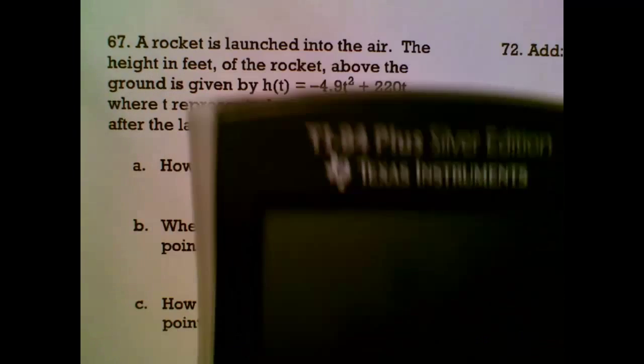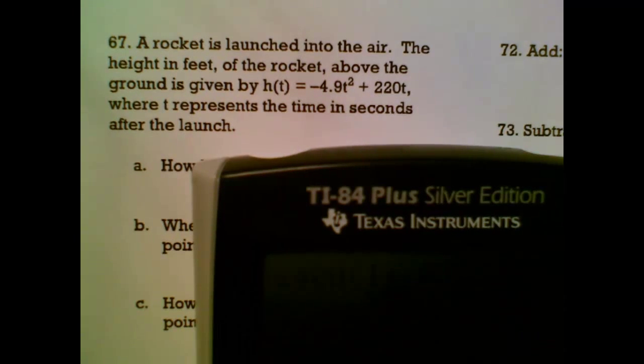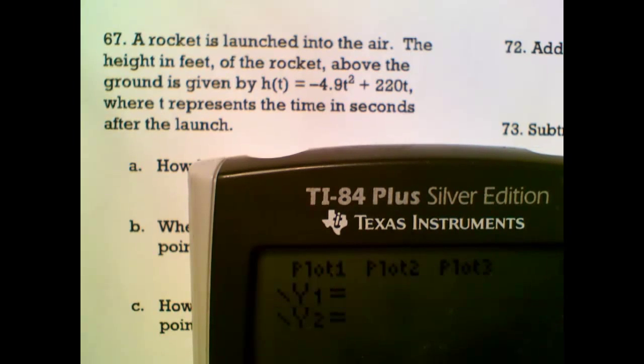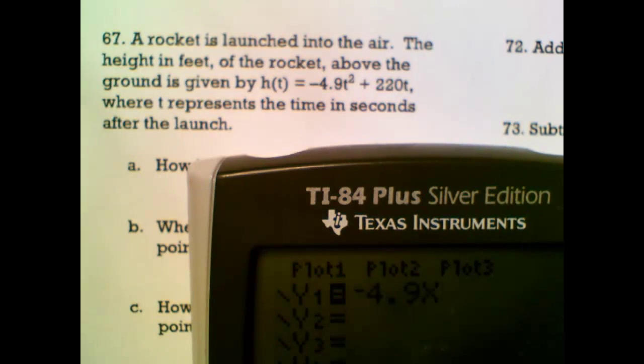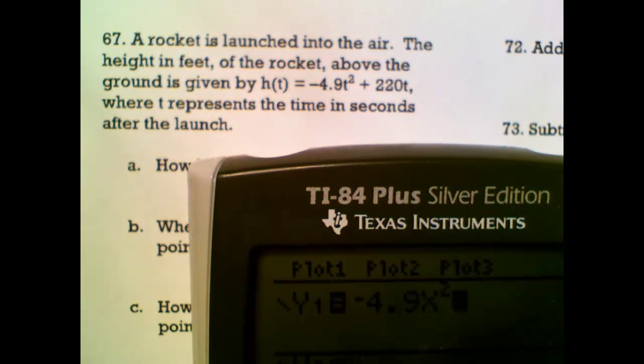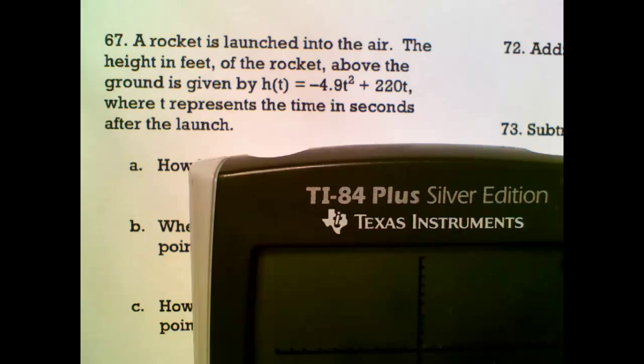Okay, so let's start by turning on the graphing calculator, going to y equals, clear anything that's already in there, and put in that initial equation, which is negative 4.9. I know it says t, but you can put x squared plus 220 t, or x. And now let's graph this equation.